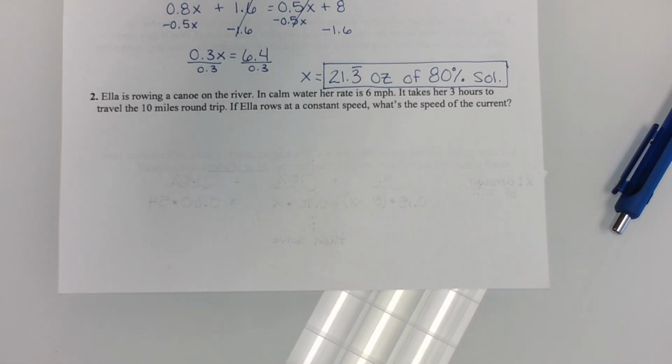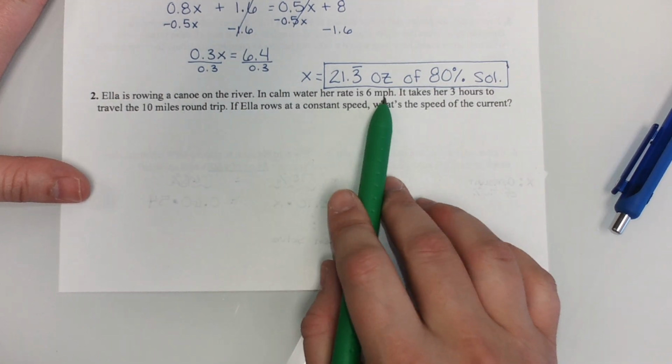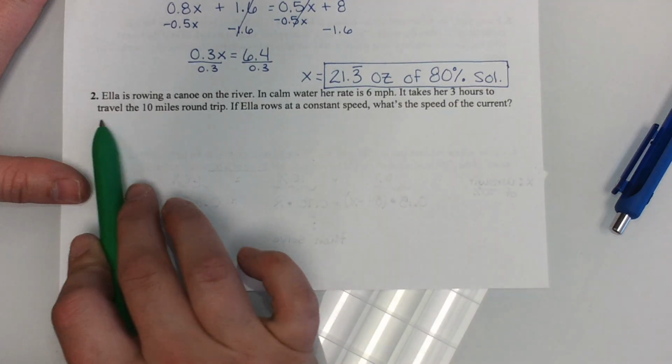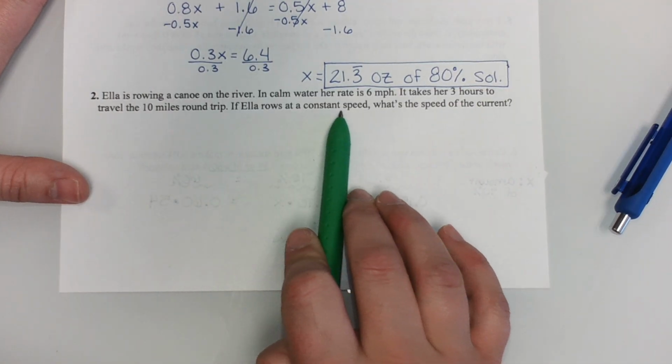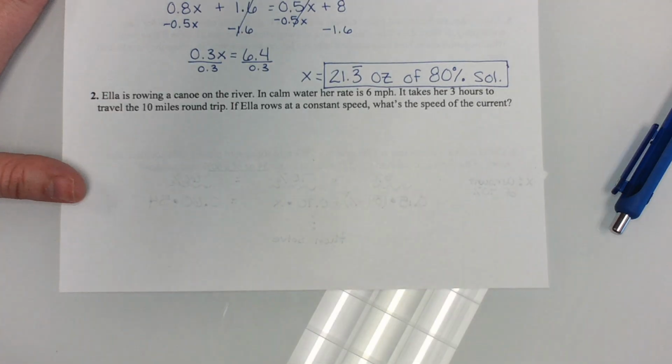Okay, I said we were coming back. Question 2. Ella is rowing a canoe on a river. In calm water, her rate is 6 miles per hour. It takes her 3 hours to travel 10 miles round trip. If Ella rows at a constant speed, what is the speed of the current?